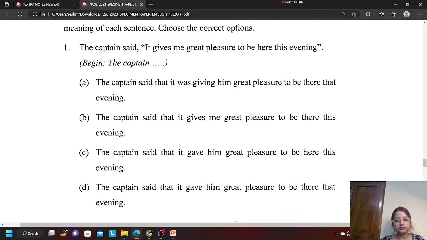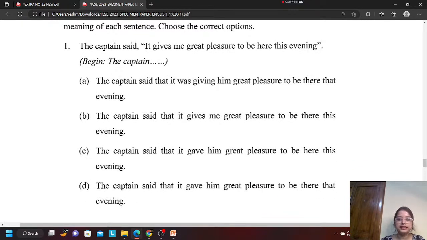Next, the captain said, it gives me. I told you, remember that direct and indirect speech is very important. So, direct and indirect is very important for the exam. See over here, you have got one. The captain said, it gives me great pleasure. So, first thing that you will check over here is said. Others, all of you try this, okay? This is important. All of you must try it.